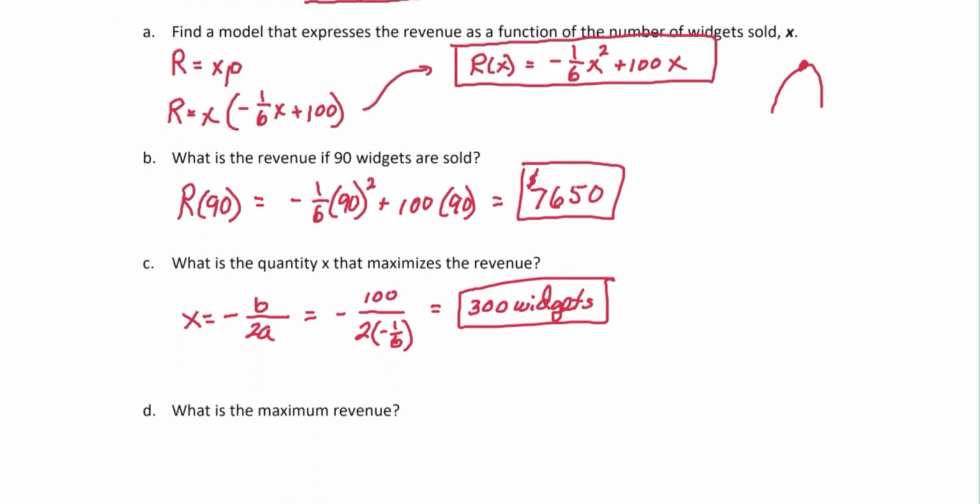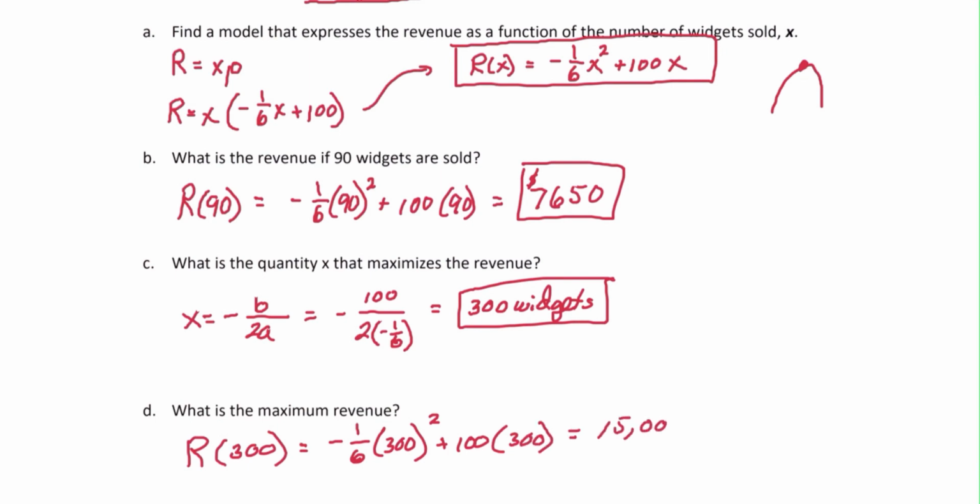Up next, we want to know what is the max revenue. To find that, we will simply plug 300 into the revenue function. Evaluate R at 300. Negative 1/6 times 300 squared plus 100 times 300. And here we get 15,000. And that's dollars.